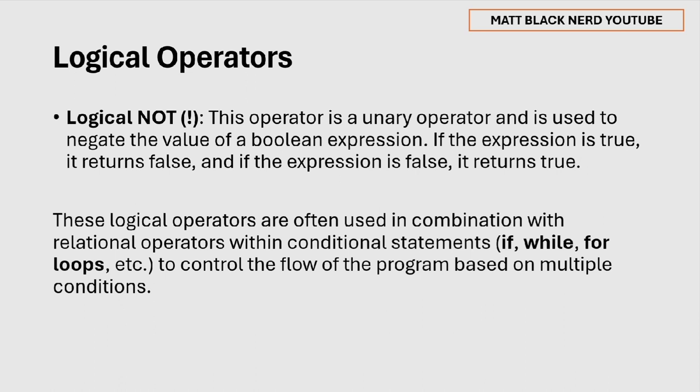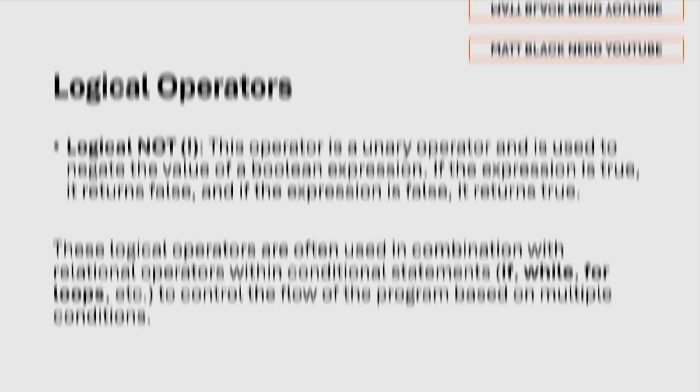Logical NOT. This operator is a unary operator and it is used to negate the value of a Boolean expression. If the expression is true, it returns false, and if the expression is false, it returns true. These logical operators are often used in combination with relational operators within condition statements like if, while, for loops, etc. to control the flow of the program based on multiple conditions.